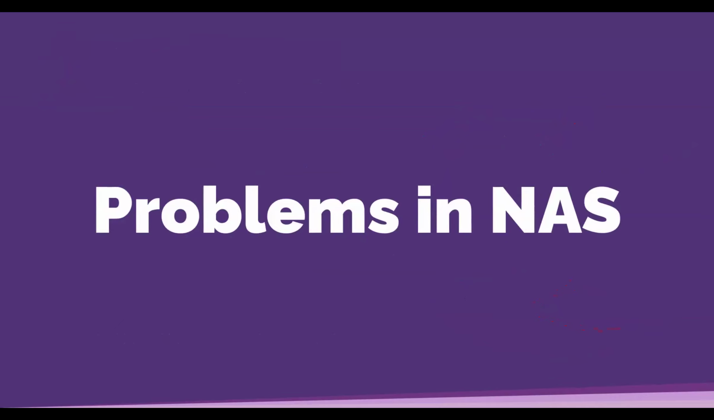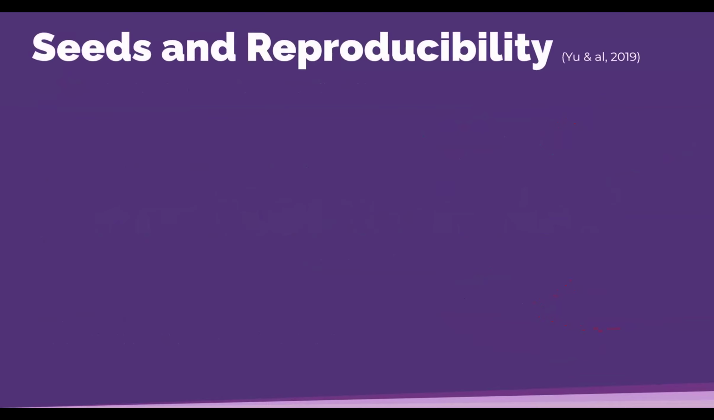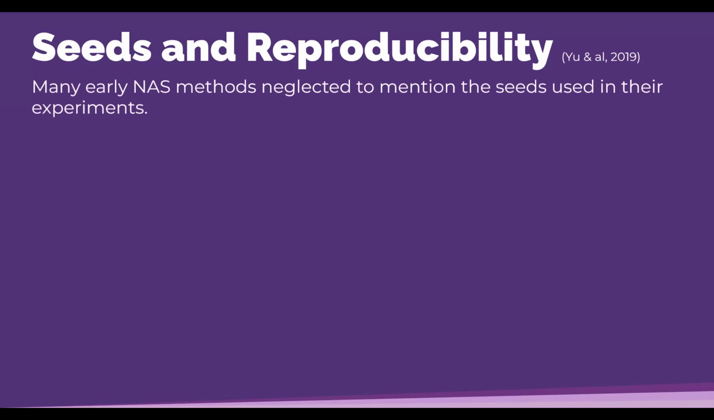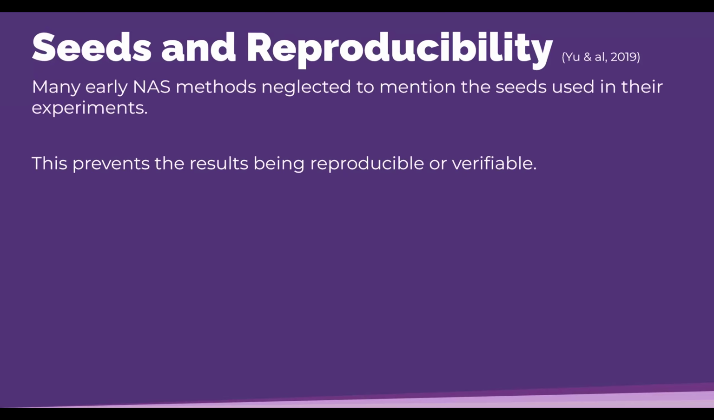So these are a few problems that come from the original versions of all the early NAS methods. Most of these were found by a single paper called Evaluating the Search Phase by Yu et al. And one of them that they found, probably not surprisingly, because it is in computing, is seeds and reproducibility. Many early NAS methods neglected to mention the seeds used in their experiments, and this prevents the results being reproducible or verifiable.